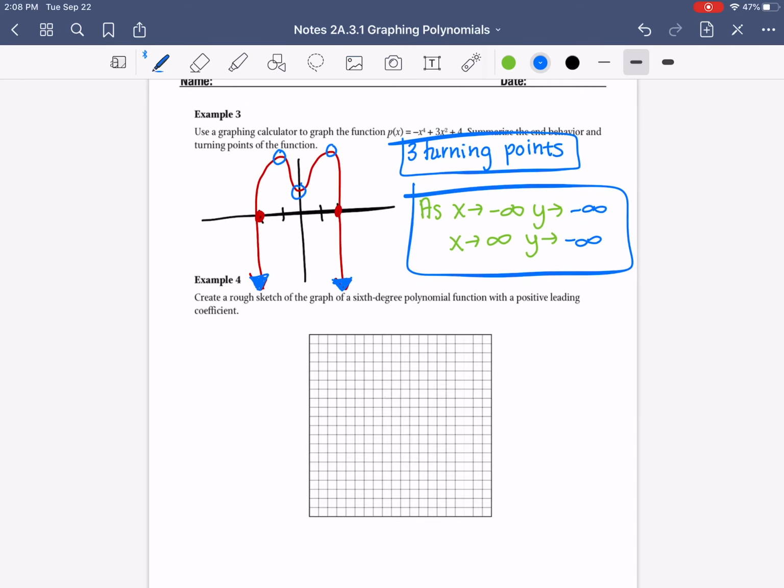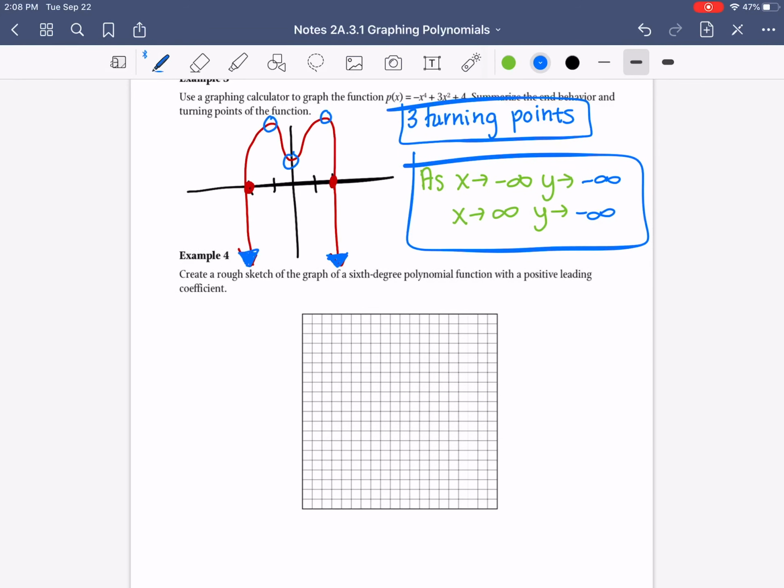Okay, and then that last one, example 4, your page doesn't have a graph. It's just blank right there. So that's probably better than what I have. You guys can just draw an X and Y axis for me. It's just a rough sketch, so it's not going to be anything crazy. It just says create a rough sketch of a graph with a 6th degree polynomial function with a positive leading coefficient. So it's going to be something like positive x to the power of 6. Okay, so it's a positive leading coefficient, so it could be like 7x to the power of 6, or anything that's positive. It doesn't have to be 7, it just has to be something that's positive.